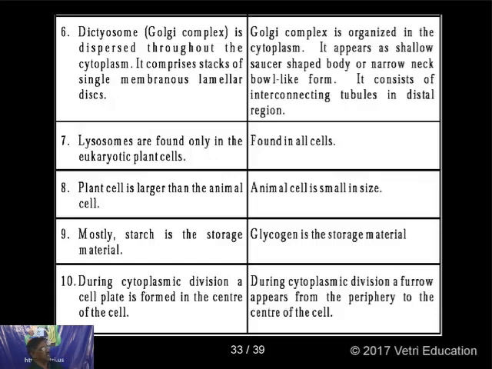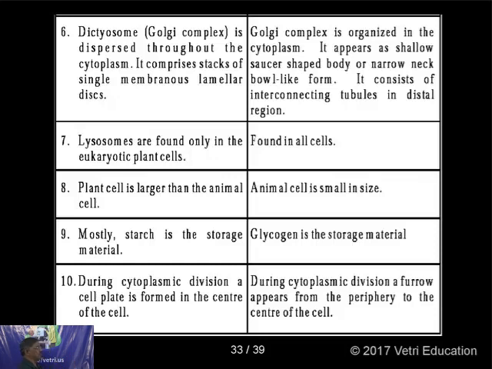But whereas in animals, the Golgi bodies appear as shallow saucer-like structures or narrow bowl-like structures, and they form groups at one side. It consists of interconnecting tubules in the distal region. So the main difference is that in plants, the Golgi bodies are distributed throughout the cell, whereas in animals, the Golgi bodies are segregated at some places.